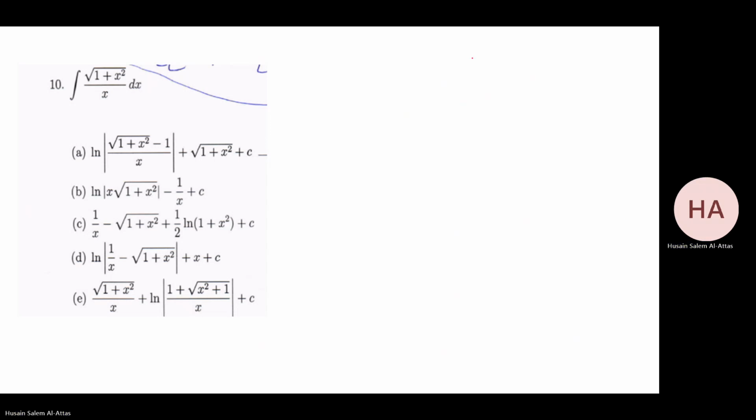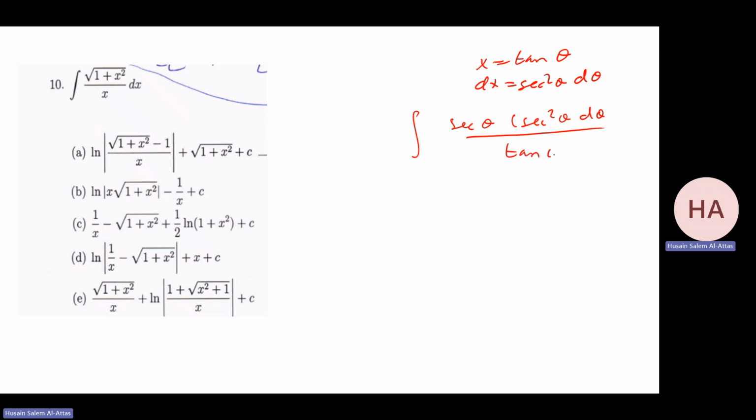Okay, and let x equal tan theta. Then dx will be secant square theta d theta. Do the substitution. I have what? 1 plus tan square, secant theta, and secant square theta d theta over tan theta. So I have secant cubed over tan. What I will do, I will change it into sine and cosine.